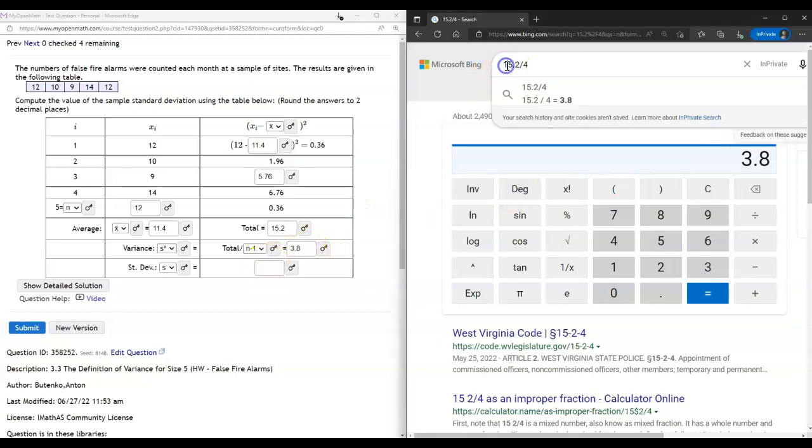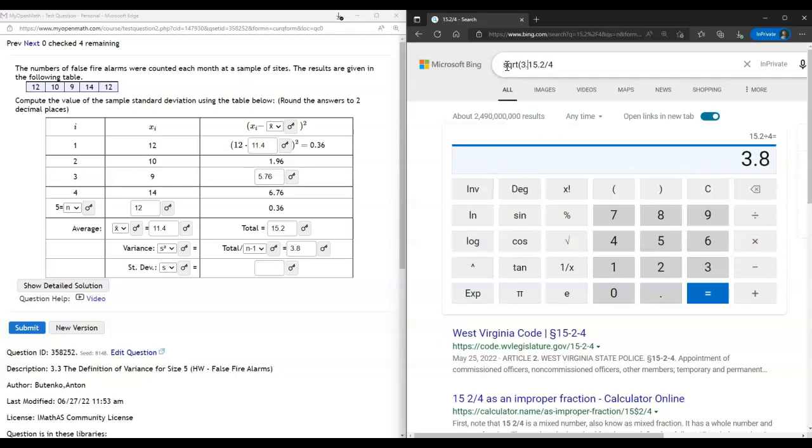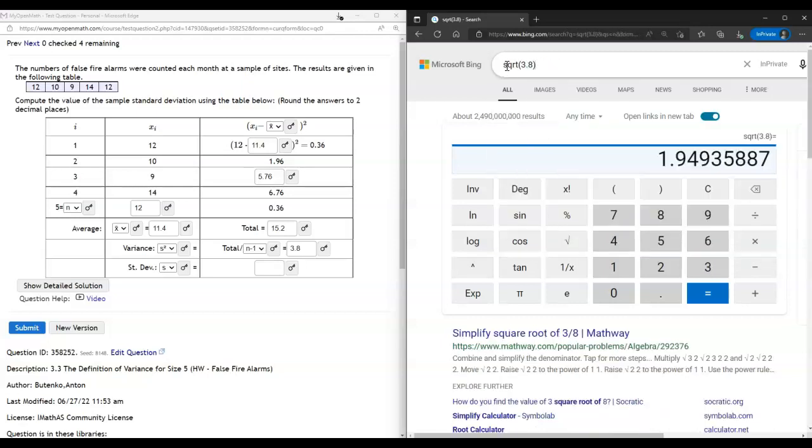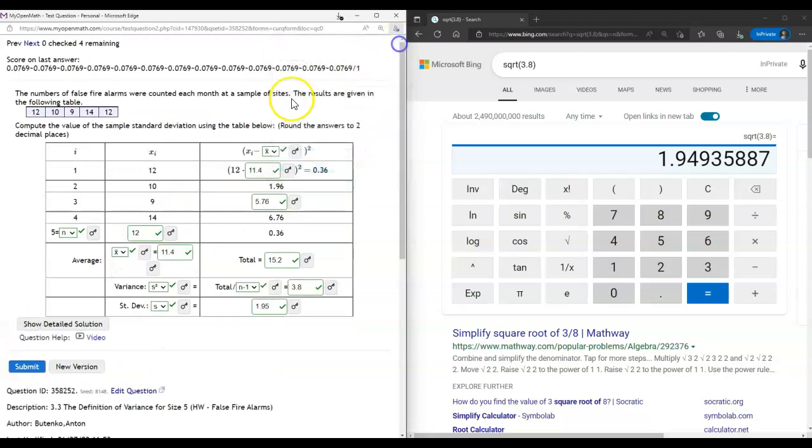And to find the standard deviation, I'm going to take the square root of 3.8. And the square root of 3.8 is just 1.949. And I'm going to round it to two decimal places, and it becomes 1.95. And that's it. We finished the computation of the variance and standard deviation. And we did it for both the population and the sample cases.